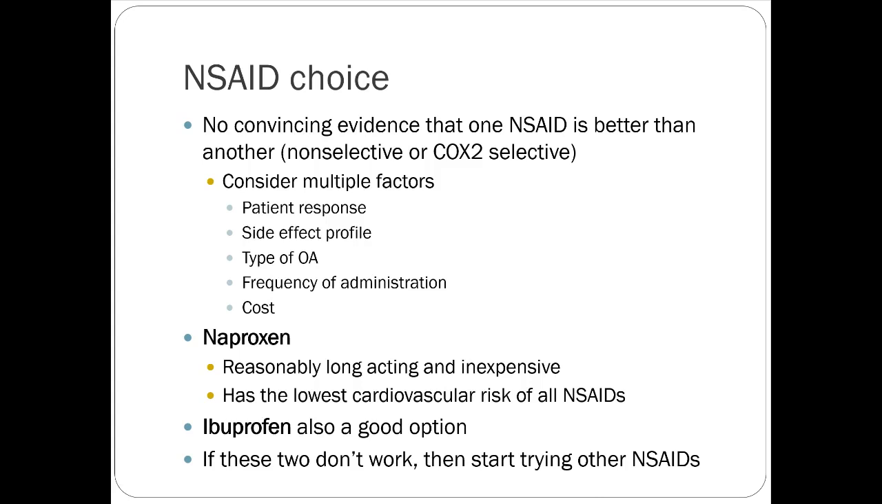Cost, fortunately, most NSAIDs are quite cheap. Even celecoxib is going to be probably a little bit more expensive, but is generic now. And again, you can get ibuprofen and naproxen over the counter in massive quantities for very little amounts of money. So insurance doesn't always pay for those because they're OTC, but most people can afford them, fortunately.